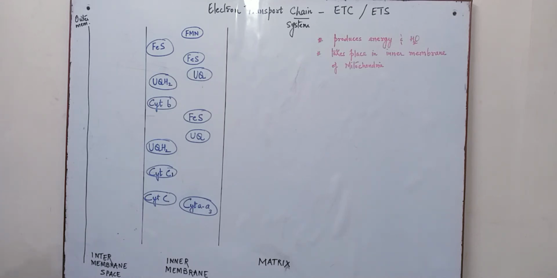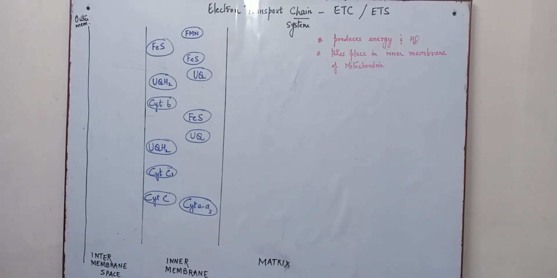We are going to study the electron transport chain or the electron transport system, that is ETC or ETS in short we call it. And this is the third step of respiration. In this step, the NADH2 and the FADH2, which are produced during the Krebs cycle, are utilized to produce energy and water. The process takes place in the inner membrane of the mitochondria, and we are going to understand the process or how the energy release is taking place.